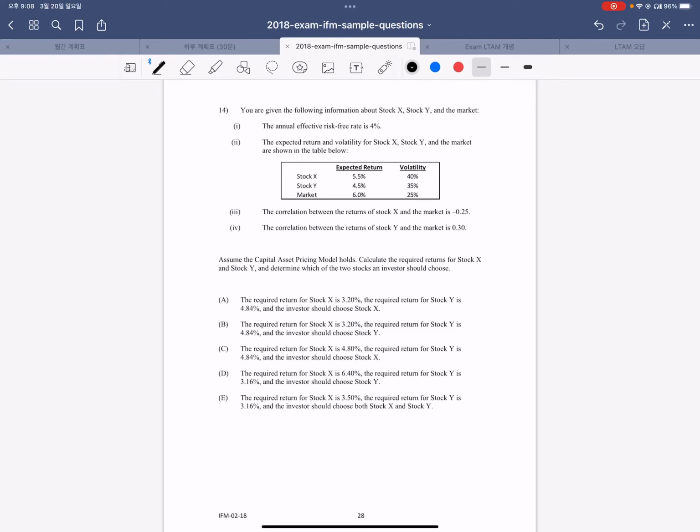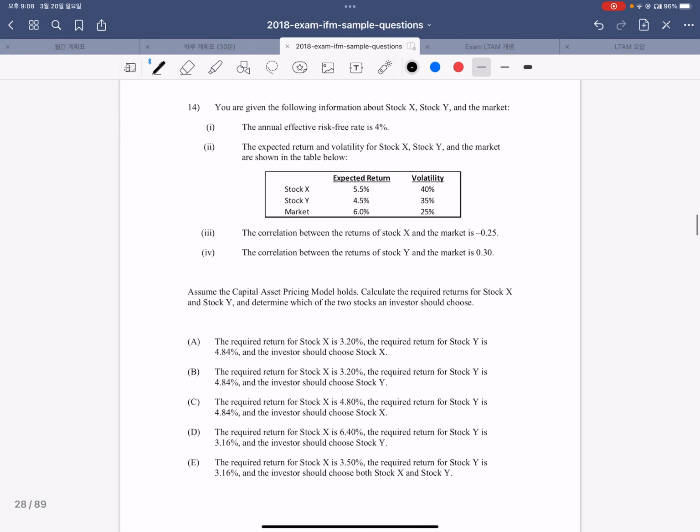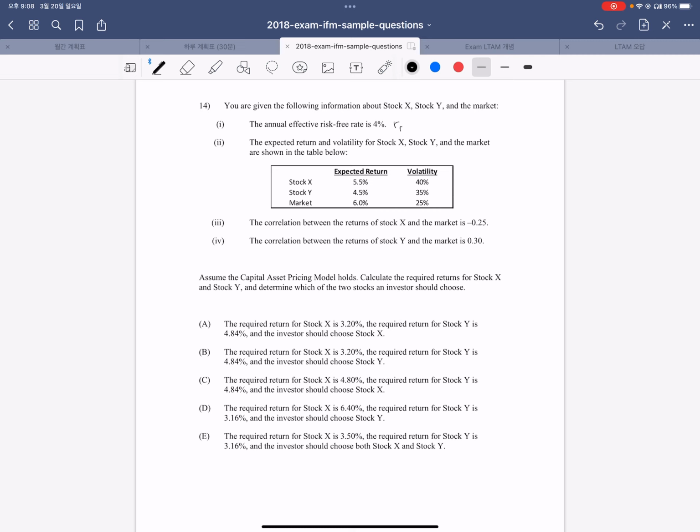We are given the following information about stock X, Y, and the market, and the annual effective risk rate is 4%. So I'll just write RF equals 0.04, and we're given the expected return and the volatilities for stock X and Y and the market, and we're given the correlations between the returns of stock X and the market, and the correlation between the returns of stock Y and the market. Okay, we're assuming the capital asset pricing model holds, and we need to calculate the required returns for stock X and Y and determine which of the two stocks an investor should choose.